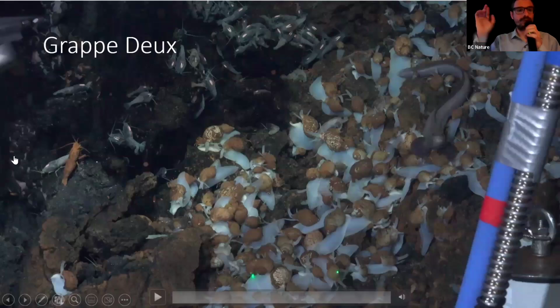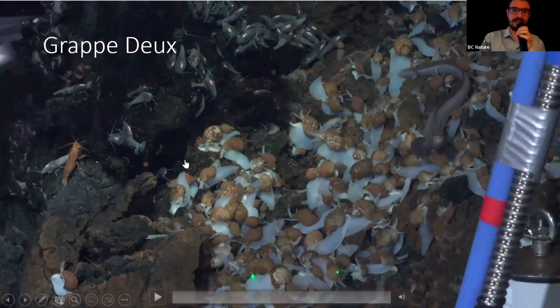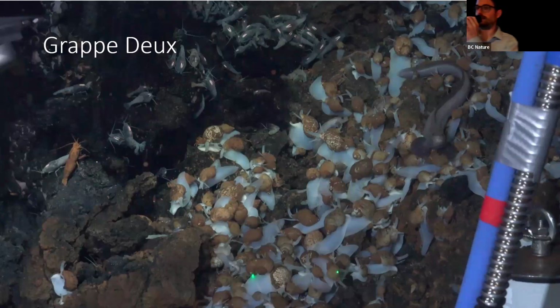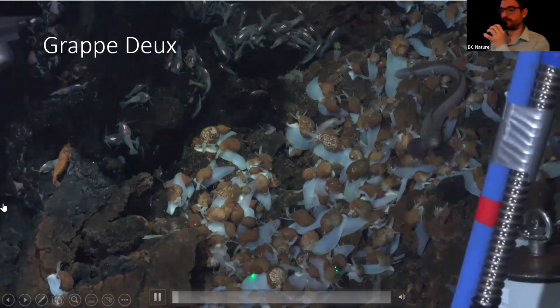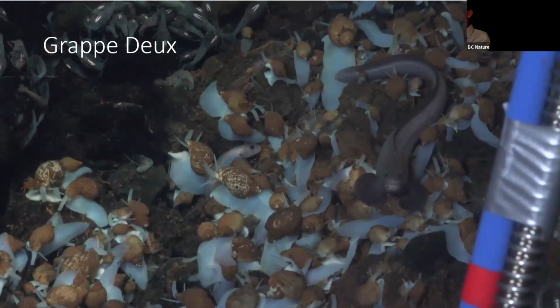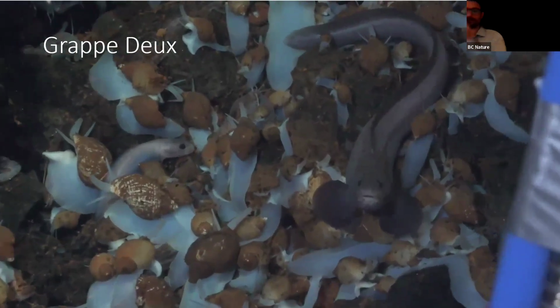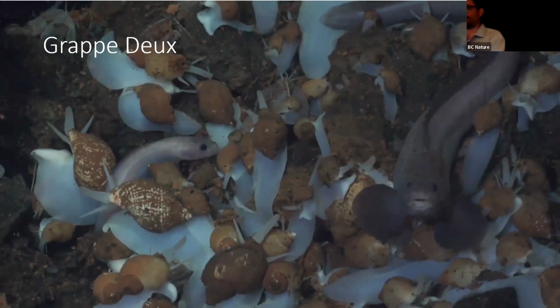Okay, let's go to the last site. This is the last site that we visited. And again, we were expecting mussels and shrimps. And we found some shrimps, as you can see here. But what we also found was an extremely high density of gastropods, a species that was previously known, but it was never observed in such density. It was so dense that even the fish were on top of these gastropods.